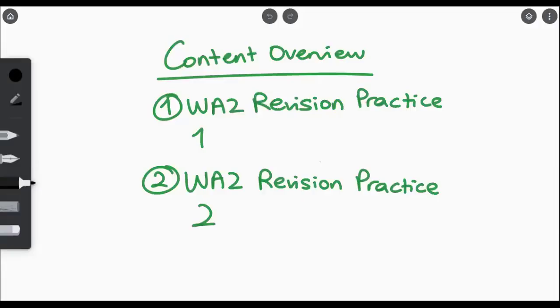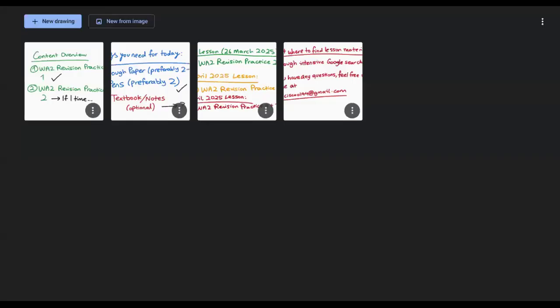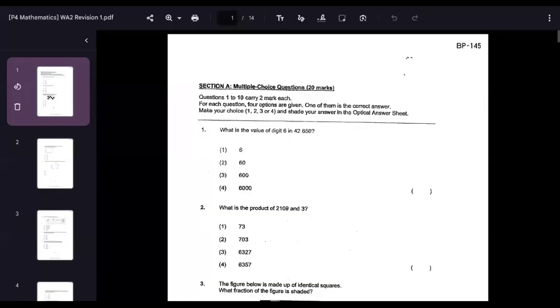So today, what I want to go through is WA2 revision practice. I have two. This one I will confirm cover today. This one is only if I have time I will go through. If I have time I will go through practice 2. So let's get started with the first practice. Sorry, you're seeing a white screen. Just in case you all don't know, this is for P4 maths. If you are not P4, this will not apply to you.